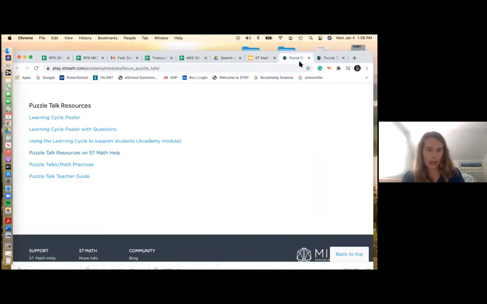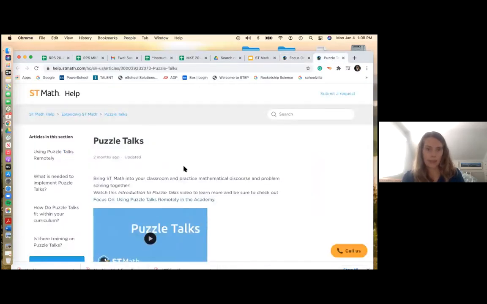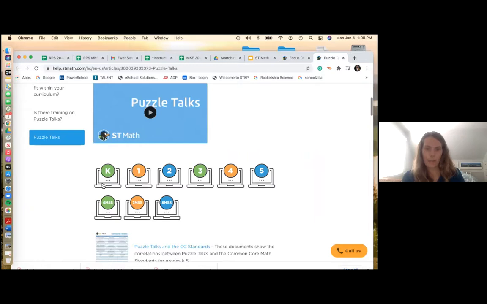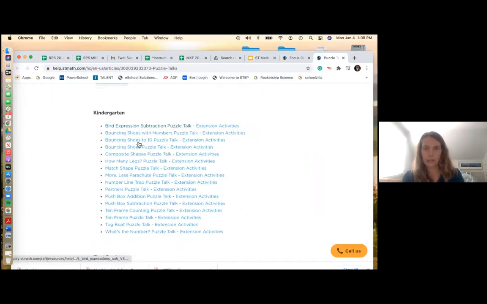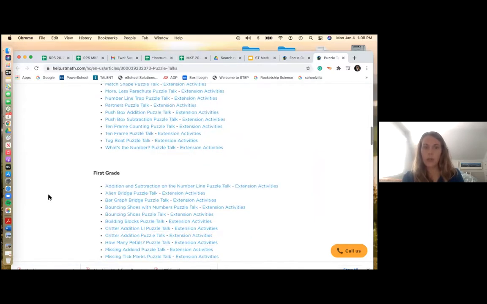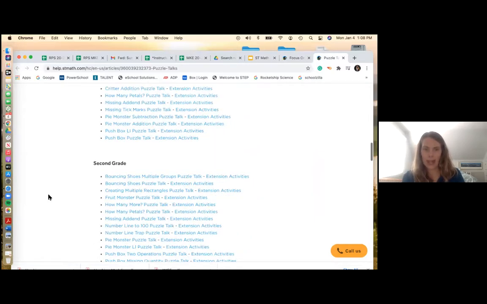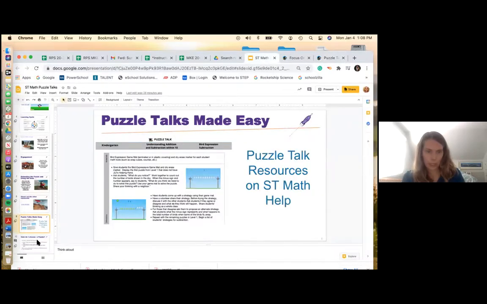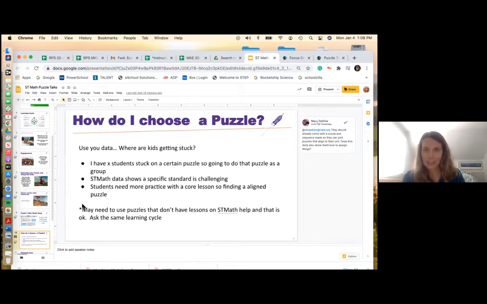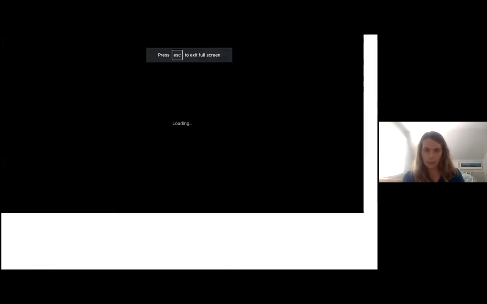So I clicked on, as you saw, the Puzzle Talk resources in ST Math, and it brings you to this page, which by grade level has already created lesson plans for a bunch of different number problems that you can use. So wanted to make sure that you guys had access to all of these, knowing as we move forward that it does not necessarily mean that it'll have all the puzzles that you want to use.